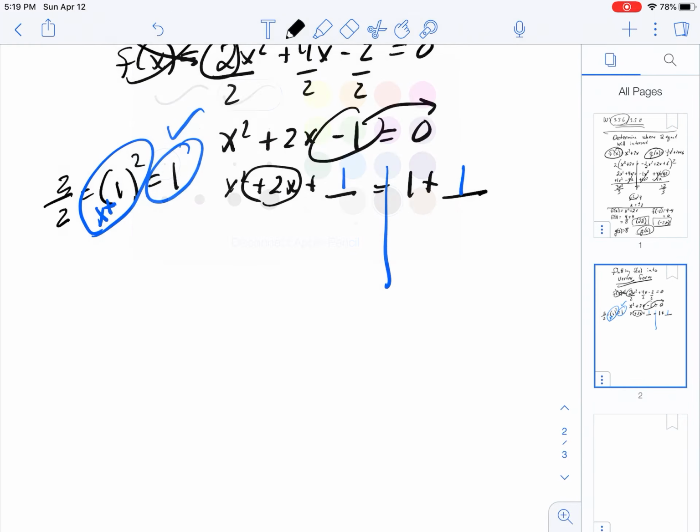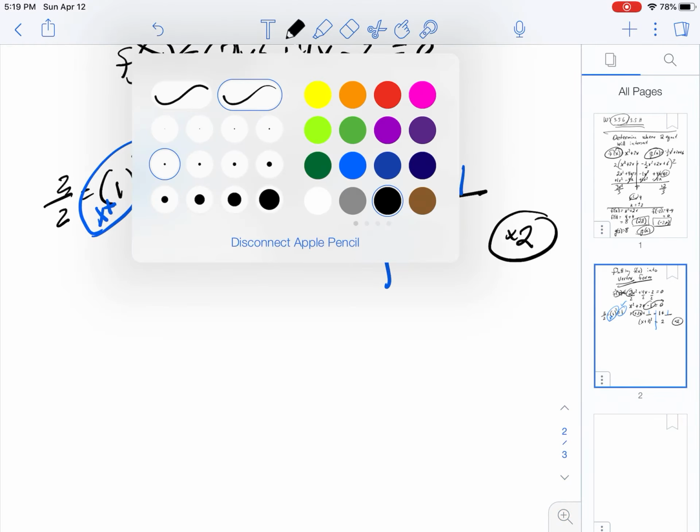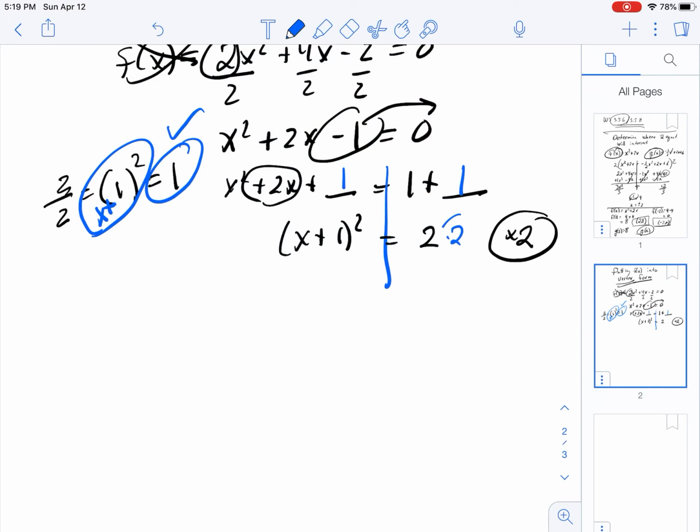So what we have here is x plus 1 squared equals 2. Now we have to get our scalar back. Our scalar was times 2 at the beginning here, so we have to multiply each thing here by 2, and 2. So we have 2x plus 1 squared equals 4.